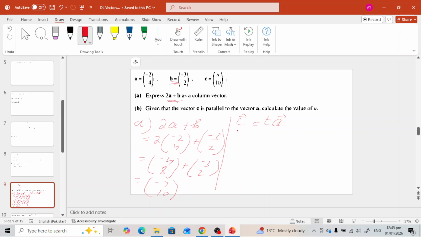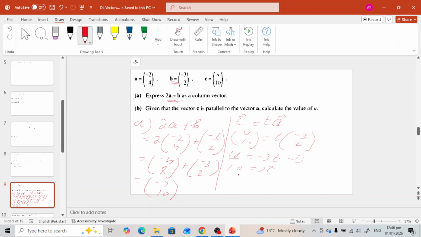So vector C, (u, 10), is equal to t times vector A, that is (-3, 2). Yes, here we see that these x components are equal. We solve this equation: u is equal to -3t, and this is equation number 1, and 10 is equal to 2t.